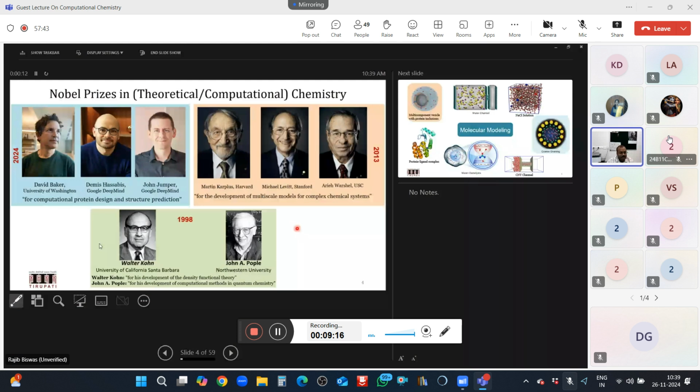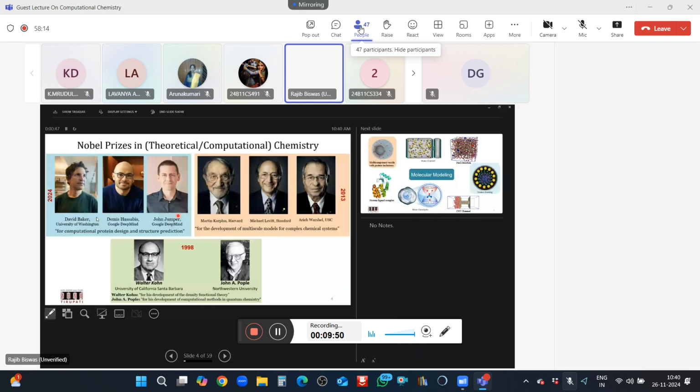The thing I was talking about, that this year the Nobel Prize was awarded in both chemistry and physics for artificial intelligence. Particularly in the case of chemistry, it was awarded to three people: one professor and two scientists working at Google. Professor David Baker from the University of Washington, and Dr. Demis Hassabis and John Jumper, for the development of an artificial intelligence-based platform which can predict protein structure and can facilitate drug design and protein-protein interaction in a different dimension.